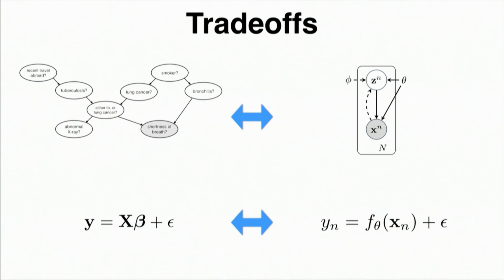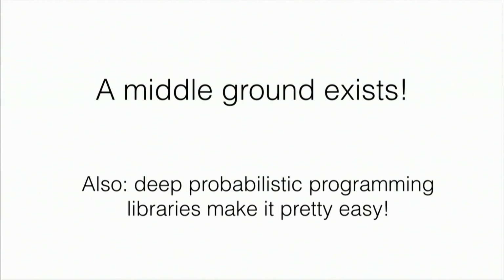And on the other side, if you're using models on the right, it's hard to imagine restricting yourself to models where you have to write the whole thing down from scratch. So my main point here is that there is a middle ground between these statistical models and these machine learning models. And I think the deep probabilistic programming languages and libraries that we have today actually make it pretty easy. So I'm going to run through a few examples.